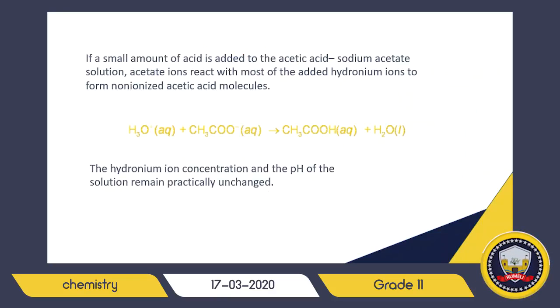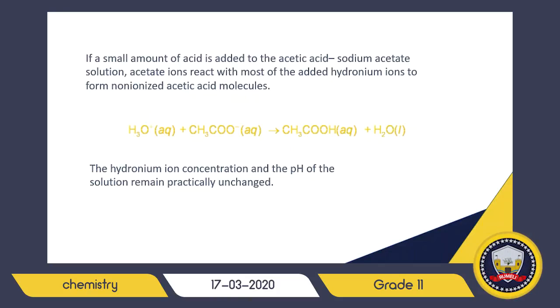Now let us understand the mechanism by which the buffer solution works. First of all, if a small amount of acid is added to the acetic acid sodium acetate solution, which is the buffer solution, acetate ions from this buffer solution will react with most of the added hydronium ions to form non-ionized acetic acid molecules, as shown in this equation. So the hydronium ion that will form after the addition of the acid will combine with the acetate ion to form the non-ionized acetic acid molecules. This way, the hydronium ion concentration and the pH of the solution remain practically unchanged.